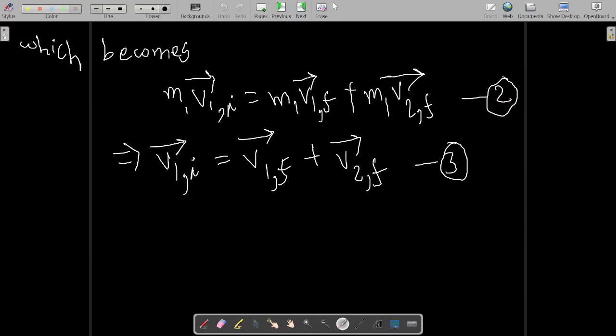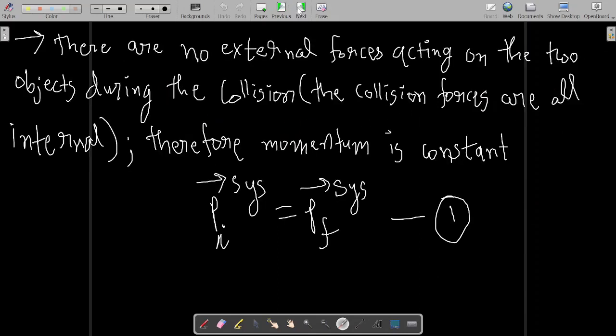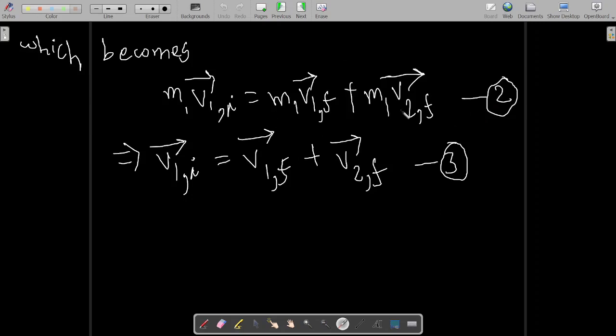Now suppose this is equation 2. This was equation 1, and this becomes this much. From here, m1 cancels from both sides. So you are left with vector v1,i equal to vector v1,f plus vector v2,f. Let us suppose this is equation number 3.